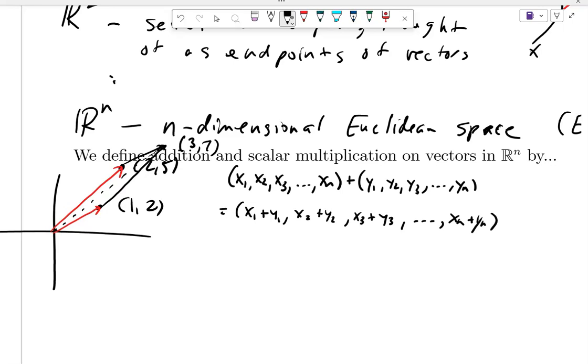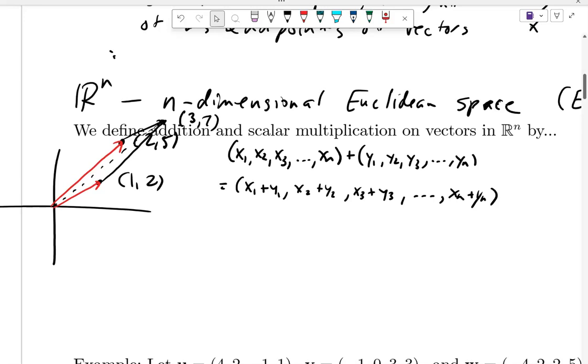So when we add these two things together, we just add components together. I add the first components, the second components, the third components, and so on down the line until we get to the nth components. It's just a natural extension of what you do for 2 dimensions and 3 dimensions. Same concept, right? So we do scalar multiplication, same idea.